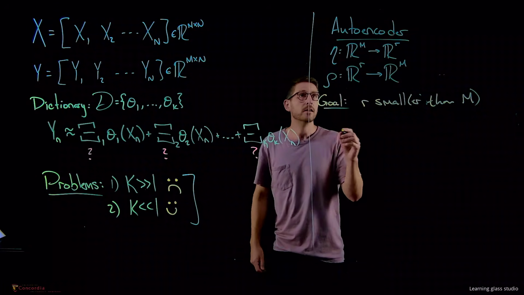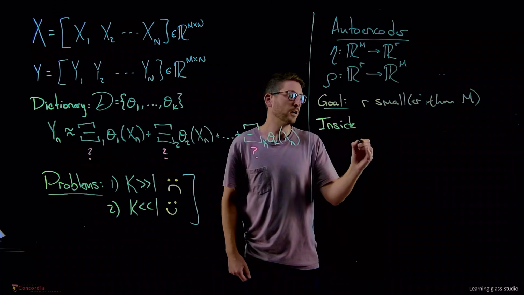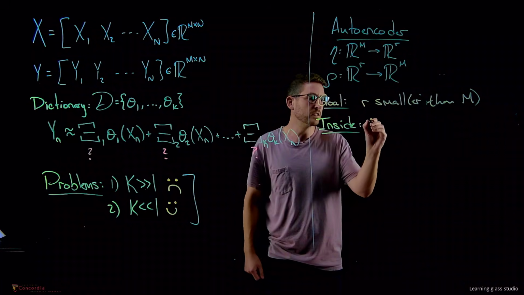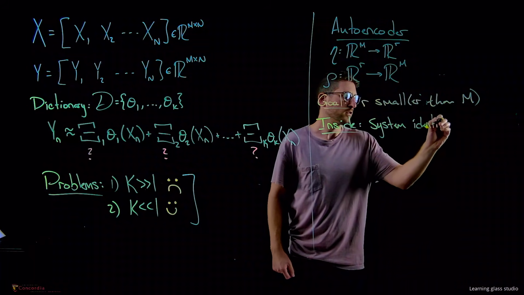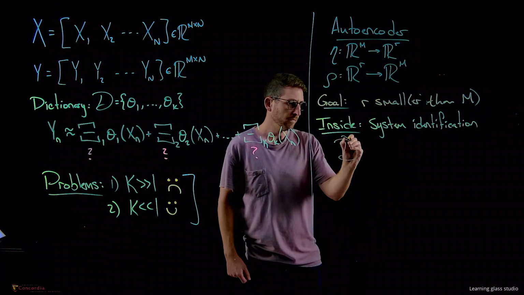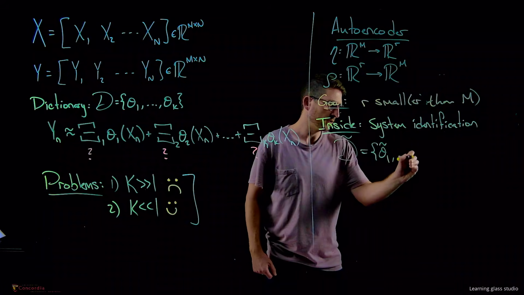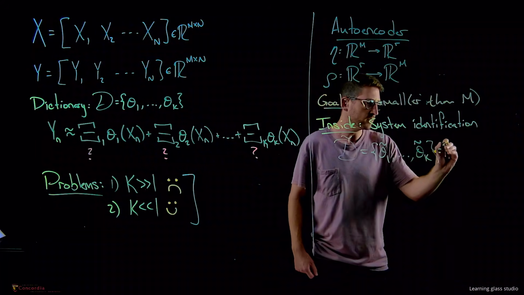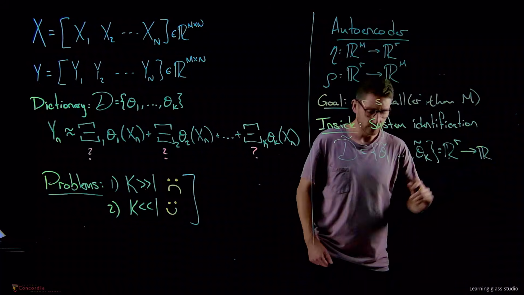But then inside the autoencoder, inside what you want to do is do system identification. So here is what you want. You want a new dictionary, which I'll just call theta 1 tilde up to theta k tilde. And the hope here is that I can use less. These are all going to be functions in our r-dimensional space into R.